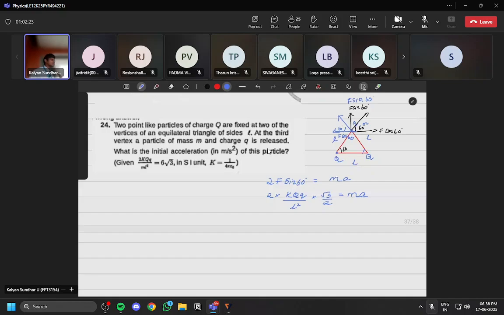divided by mL square. Taken together, they have said it is 6 root 3. So bring this m to this side. Now this complete term is 6 root 3 into root 3 by 2, which will be equal to a. Root 3 times root 3 will be 3. 3 3s are 9. So acceleration will be equal to 9 meter per second square. 9 is the answer. Here, in the 24th question also, many of them made the mistake.